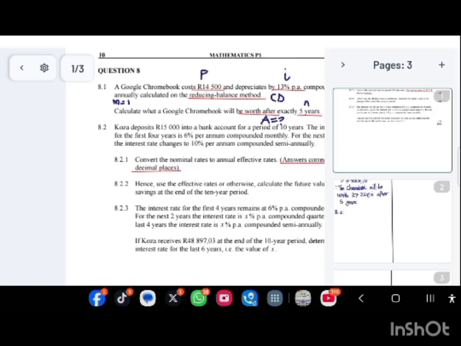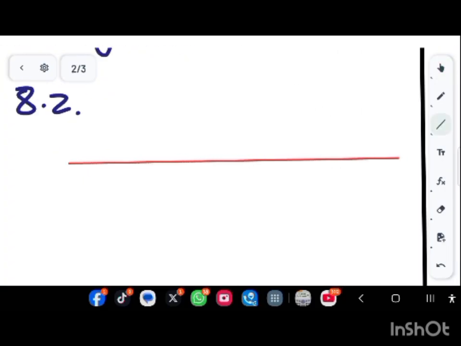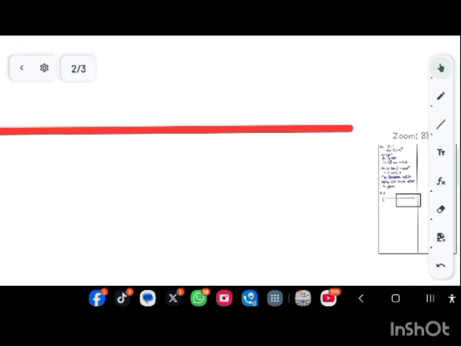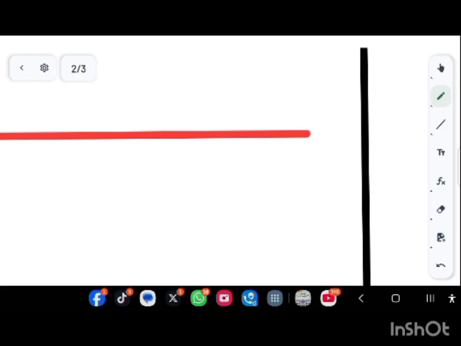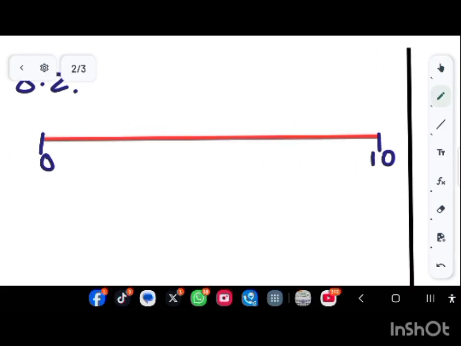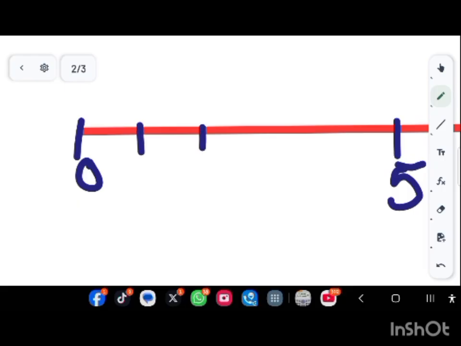So that's step number 1, the timeline. Let's get the timeline sorted. Okay, let's use red. So we've got from year 0 all the way to year 10. That's what we are dealing with here. Right in the middle will be year 5. Let's annotate this timeline. And then we will have 1, 2, 3, 4.